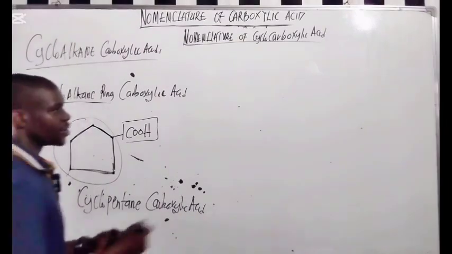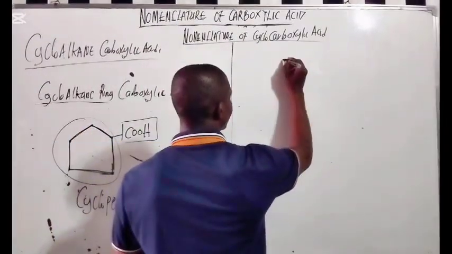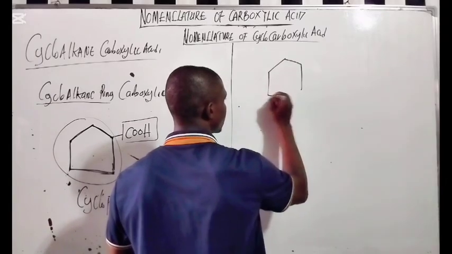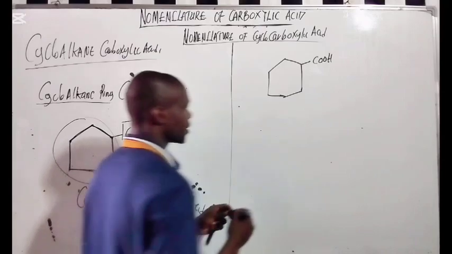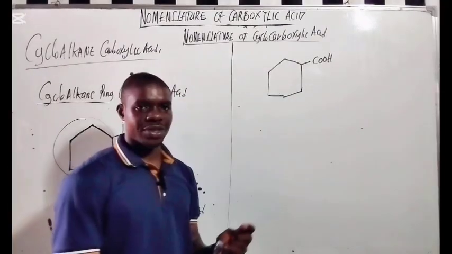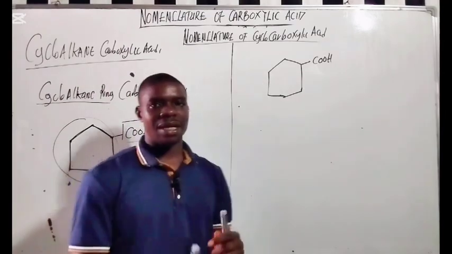Now, if I have another one like this, what is the name of this ring here? The name of this ring is cyclohexane, right?